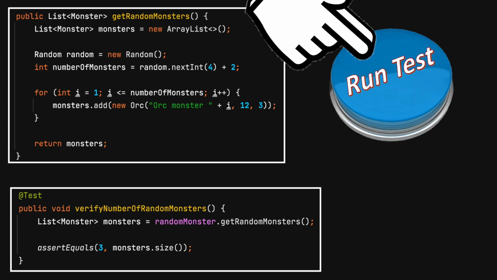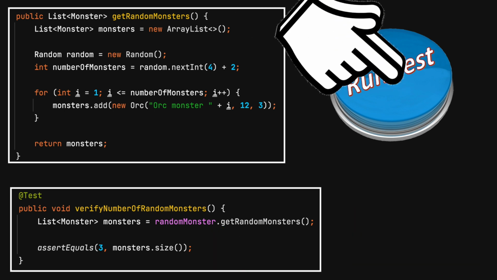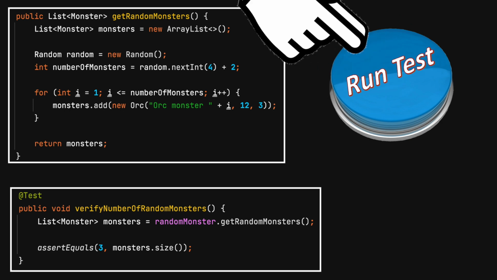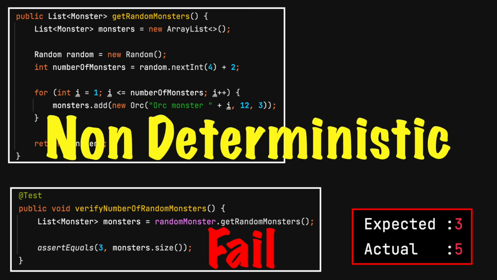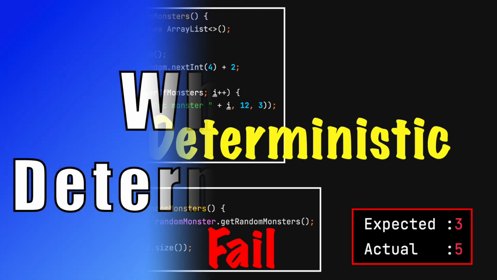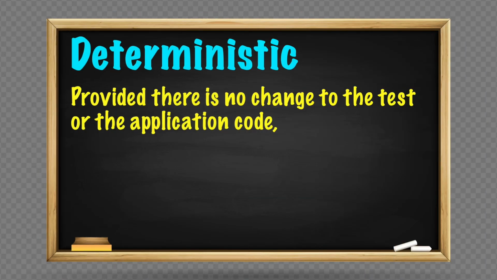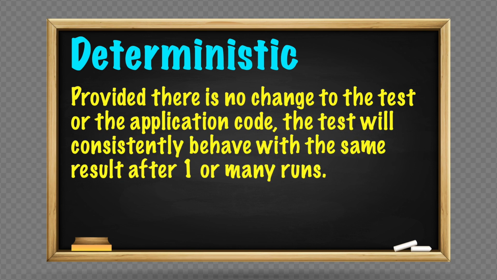When we run the test, sometimes it passes, and sometimes it fails. A test should not pass one time and fail another time with no code change. This kind of test is not deterministic. What is a deterministic test? Provided there is no code change to the test or the application code, the test will consistently behave with the same result after one or many runs.